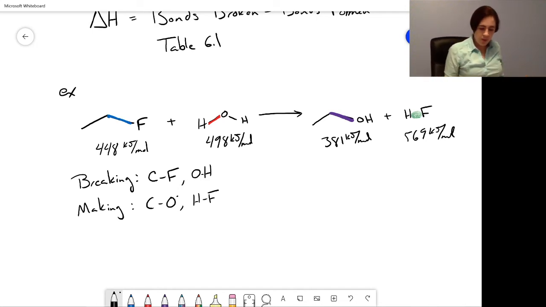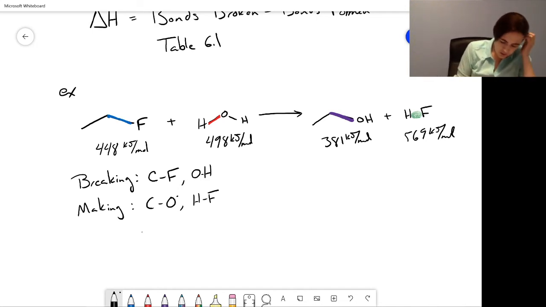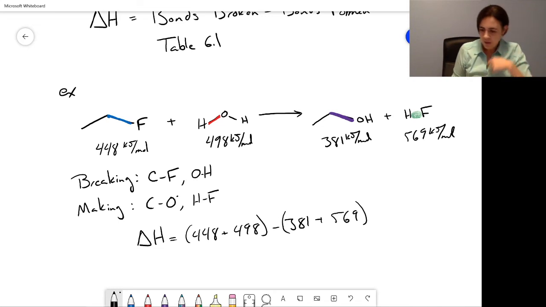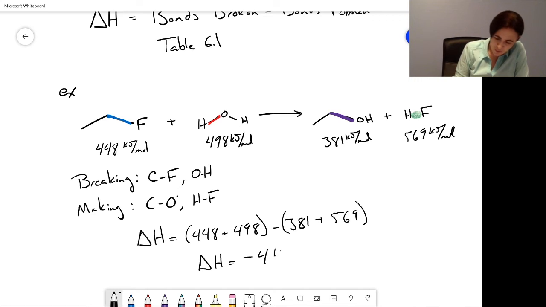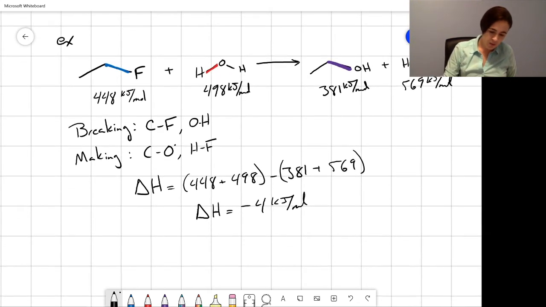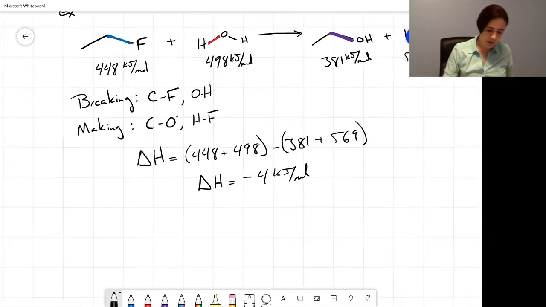All right, so now we have all of that. We can come down and calculate our delta H, which would be 448 plus 498 minus 381 plus 569. And from that, we get delta H is negative 4 kilojoules per mole. So what does that number mean and what does it represent on our potential energy surface? That's how we calculate it. So let's look at what that number actually means.